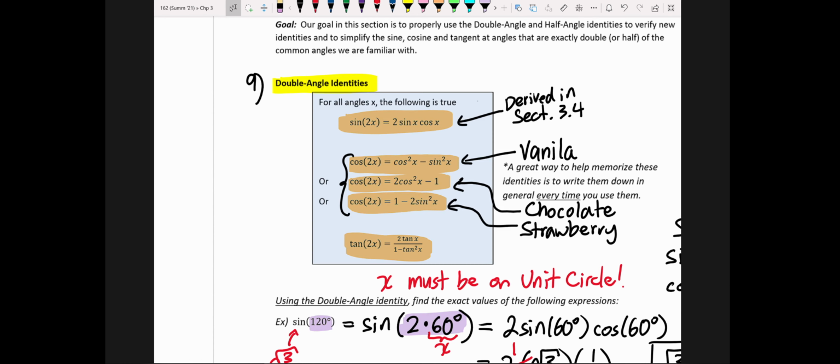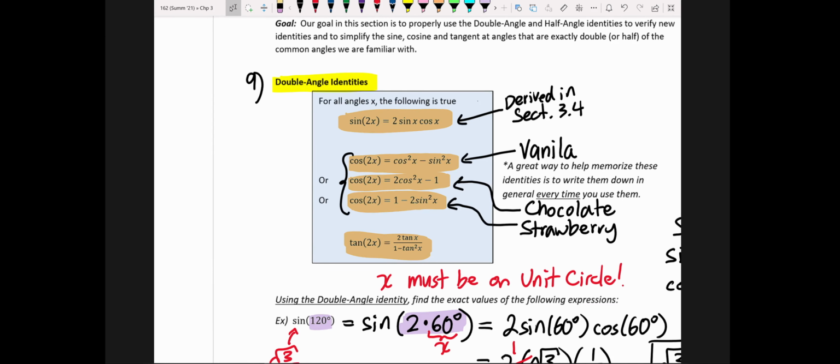Oh, okay, so let's try strawberry because strawberry gives us cosine of 2x in terms of sine, and that's what we want. We want to find sine. So let's try strawberry.